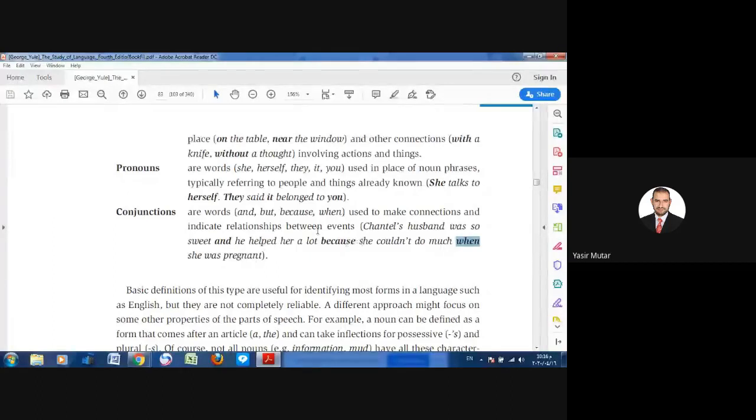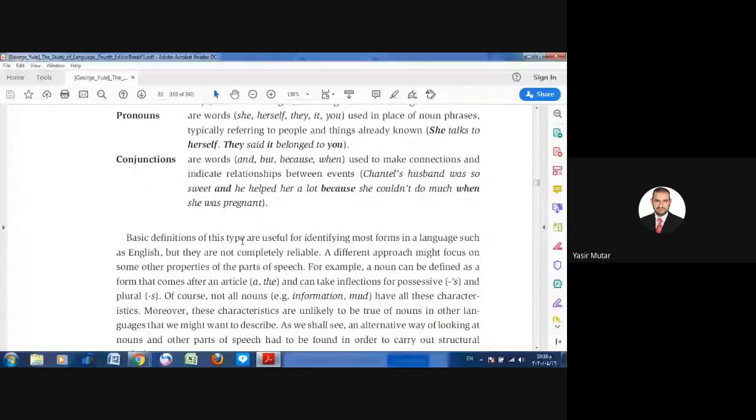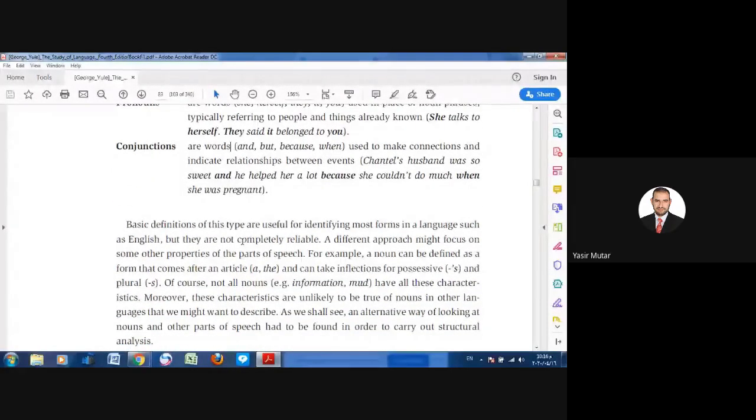So instead of cutting those sentences, we join them because they are related in events or actions. They have related events. We join them using conjunctions. I think we don't have a problem with these.